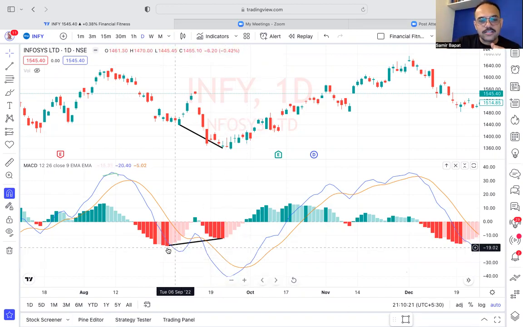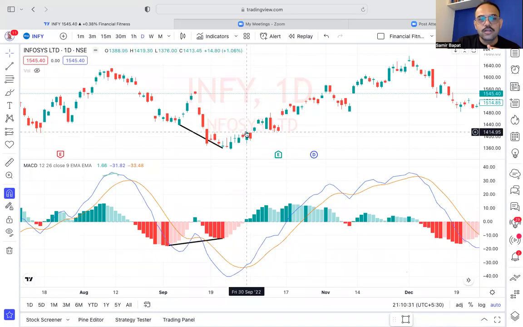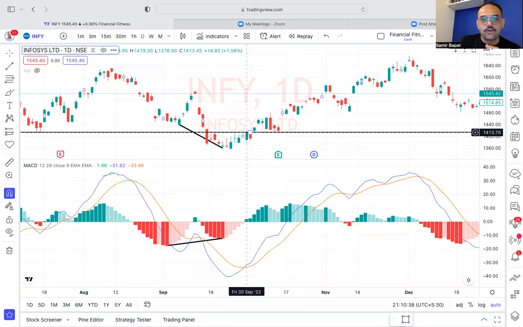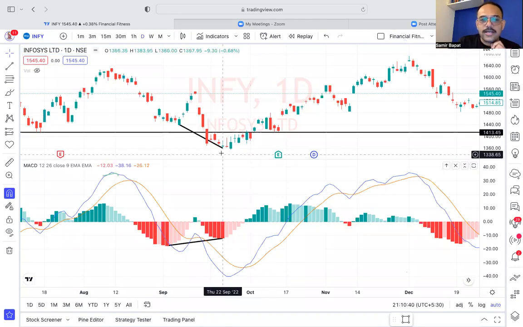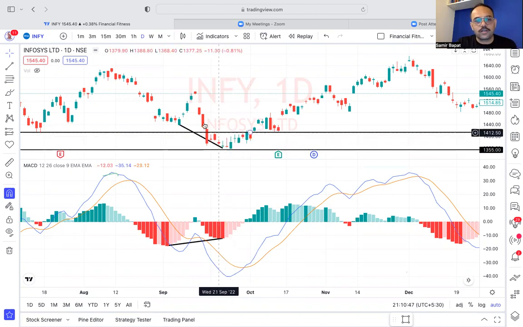So once this histogram divergence happens, at this point, when it is coming to zero, you draw a line. So this has come to zero, it is about to cross over. You draw a line. This is your entry line. What is the stop loss? Stop loss is the low, the nearest bottom. This is the nearest bottom. This is your entry. You buy here. This is your stop loss.